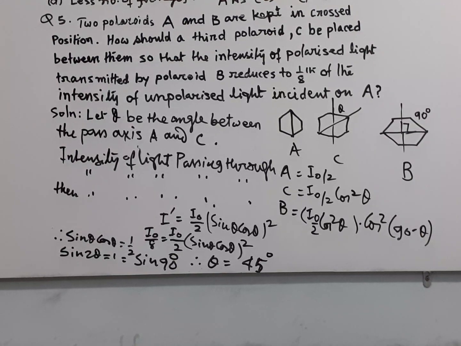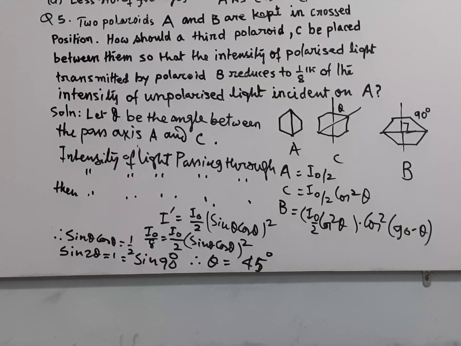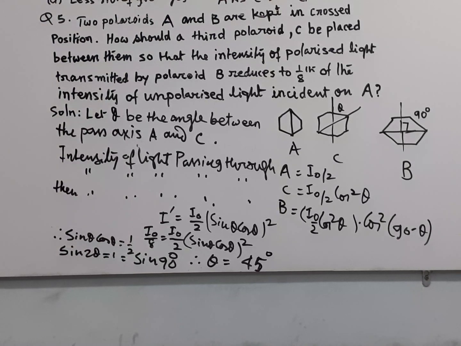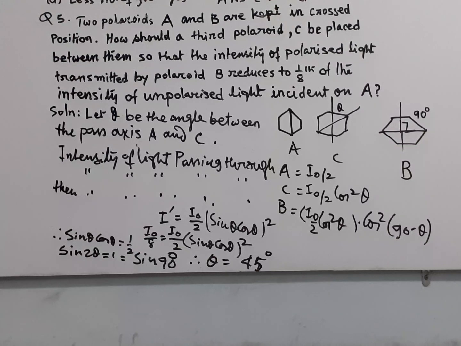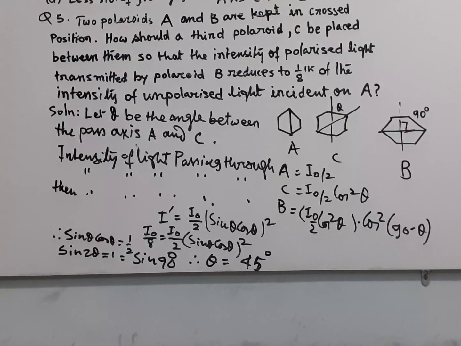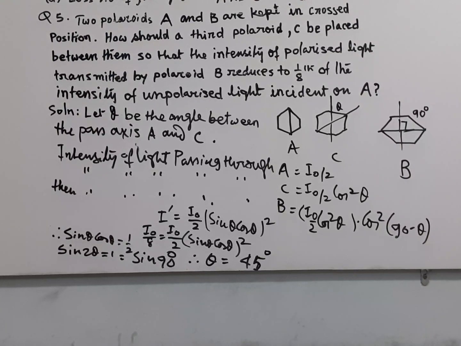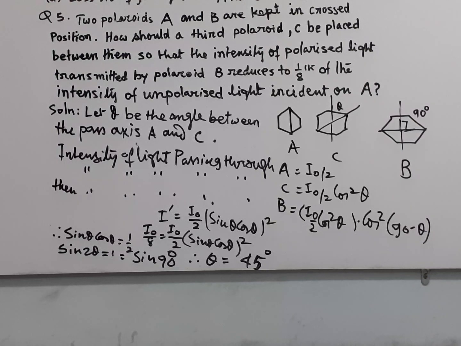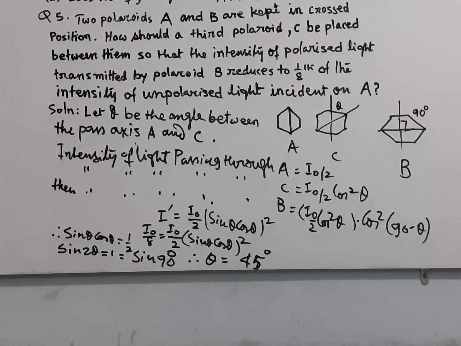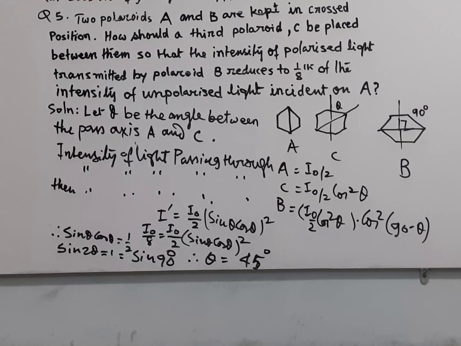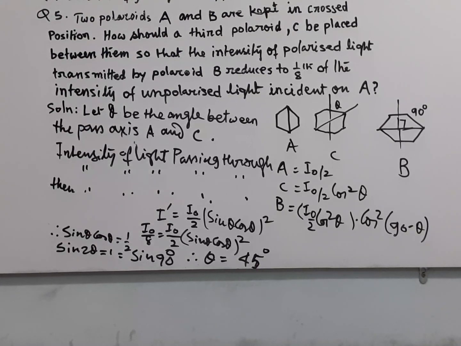Let theta be the angle between the pass axes, that is A and C, that is considered. Now, intensity of light passing through A will be half of that, that is known to us, that is I naught over 2. Then it will pass through C, definitely I naught by 2 cos square theta, and then finally through B, it will be I naught by 2 cos square theta into cos square (90 minus theta). That will give the expression like this: I dash equal to I naught within bracket (sin theta cos theta) whole square. Simplifying this, and according to the question substituting the final value of transmitted light, that is I naught by 8, we can get theta equal to 45 degree.